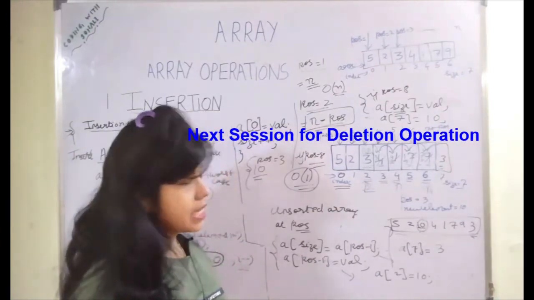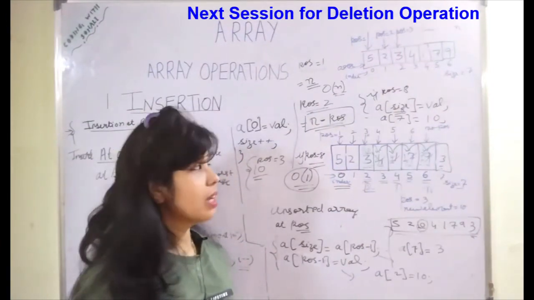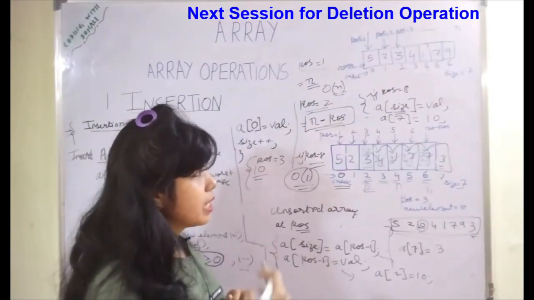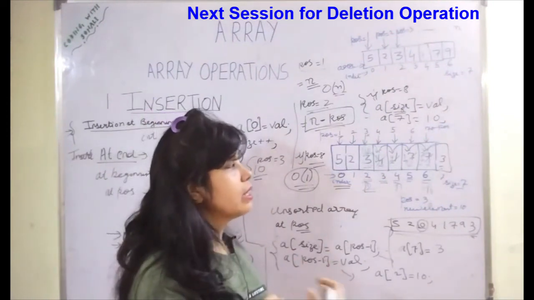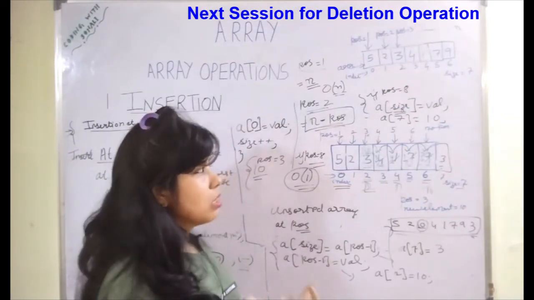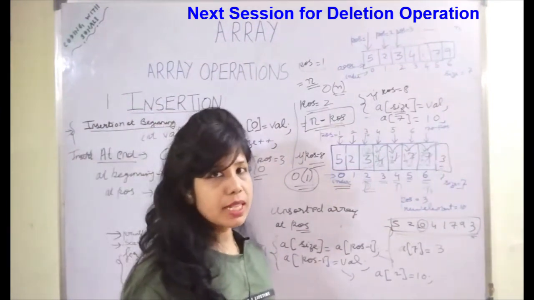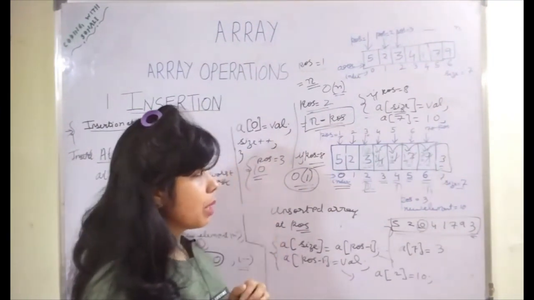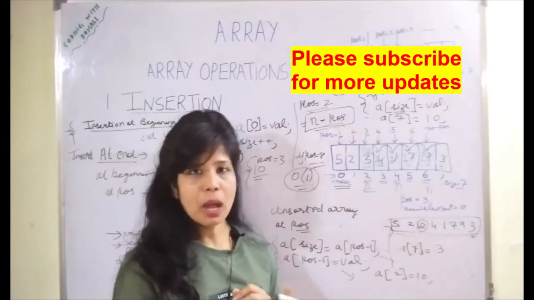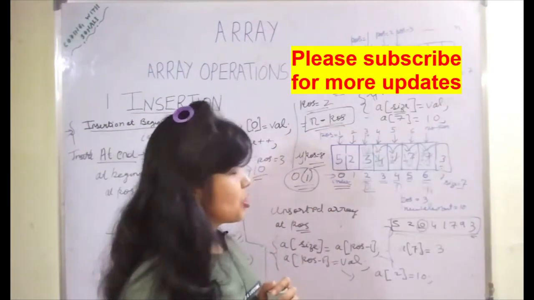Now we will be seeing the deletion operation in the array, and we will see how to delete the element at the beginning, at the end, and at the middle, for the sorted array and for the unsorted array. We will also see the time complexity. We will be writing the program and understanding these deletion operations in detail.